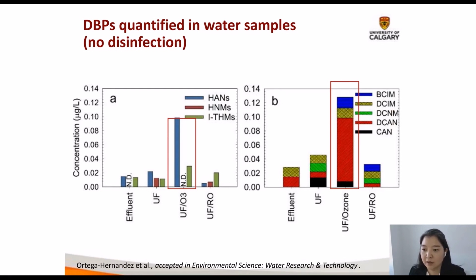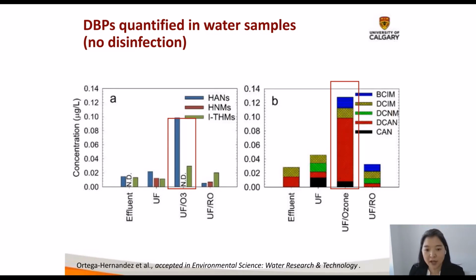And also, what we observe, this enhanced formation of dichloroacetonitrile is not something that was observed in other full-scale potable reuse facilities. And so it seems that the halocyanonitrile formation could be unique to the composition of the effluent organic matter here in Calgary. So this is something that has not been observed before.